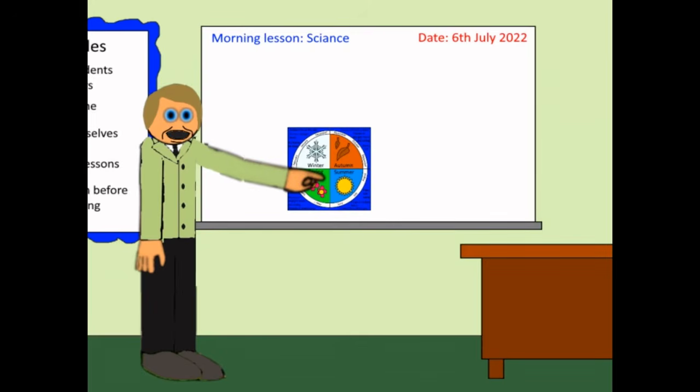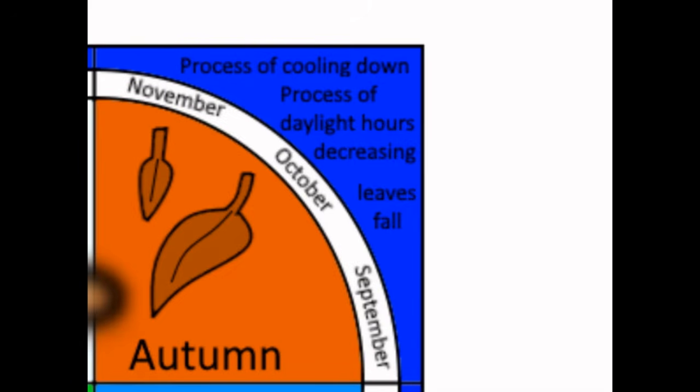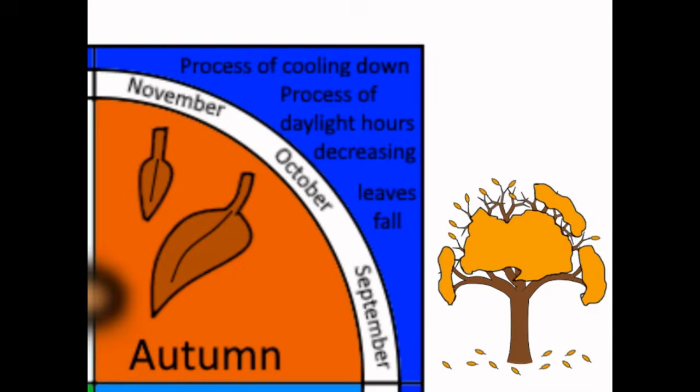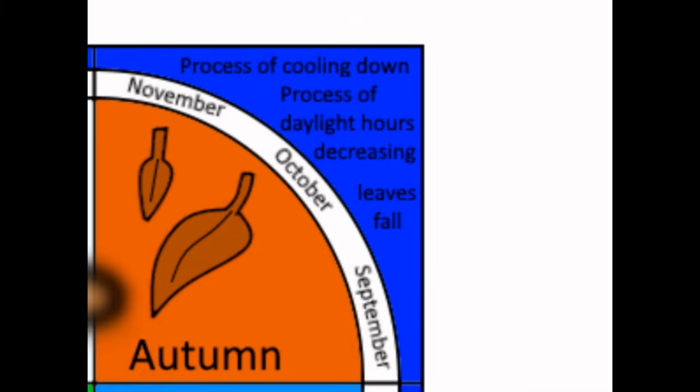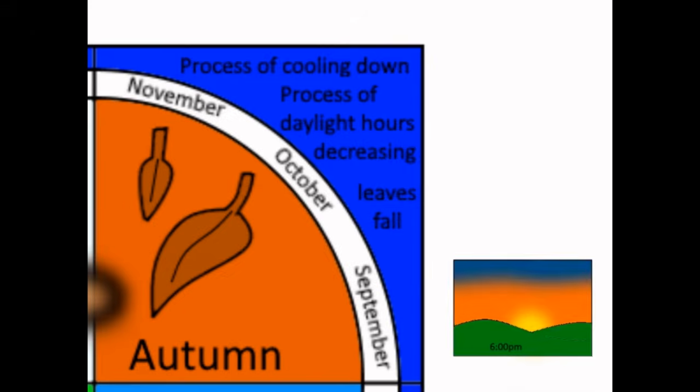After the summer season comes autumn. It is a process of conditions changing back to winter. Temperatures will cool down and trees will shed their leaves. It will start getting dark earlier as the months progress.